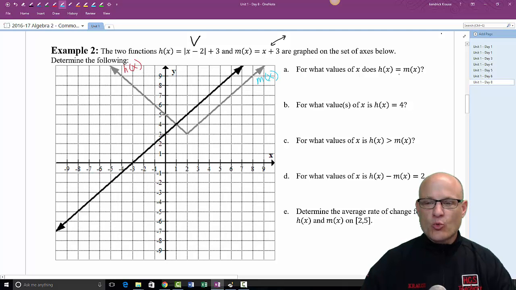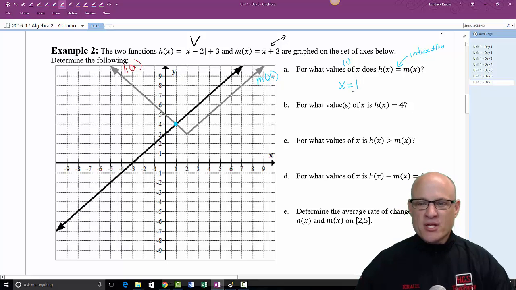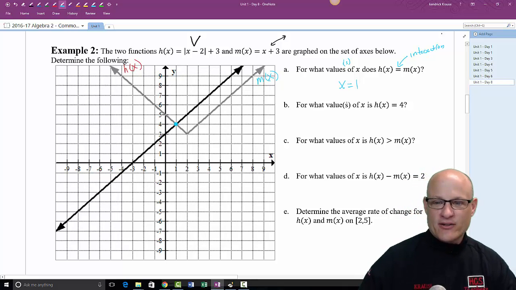All right. For what value or values of x does h of x equal m of x? Remember, when they were looking for equal, we're looking for intersection. Where do they hit each other? And that's at this point right here. All right, so what value of x? X equals 1.